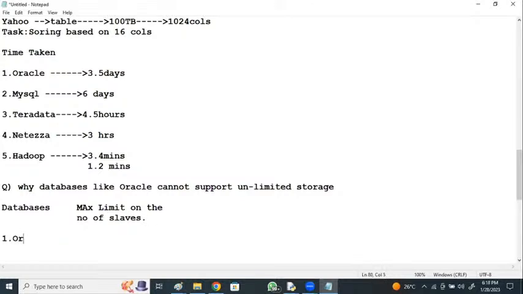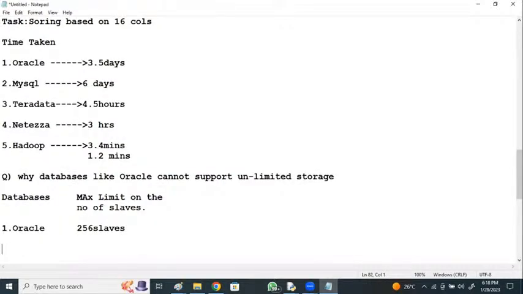If you talk about Oracle, it can have a maximum of 256 slave systems, 256 slave nodes. Beyond that, it cannot support data. Once these 256 slave systems get filled, it cannot support data further. MySQL can support only 54 slaves.